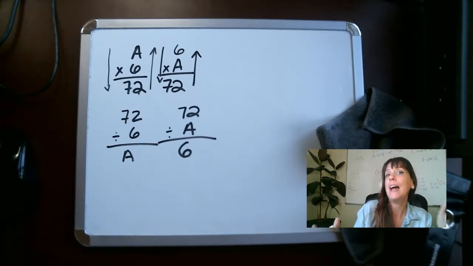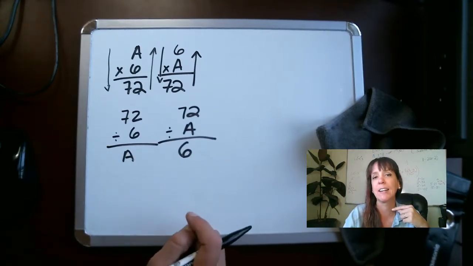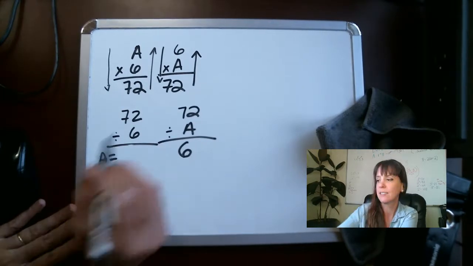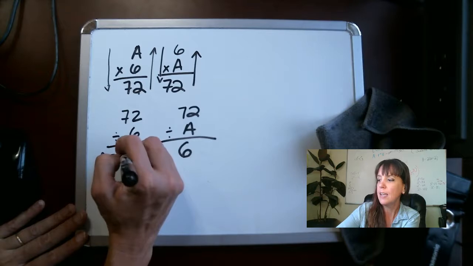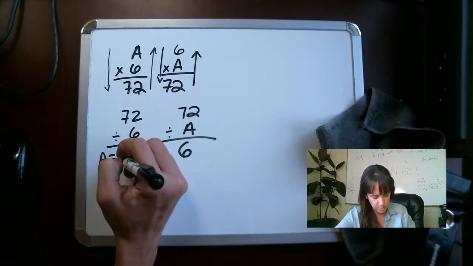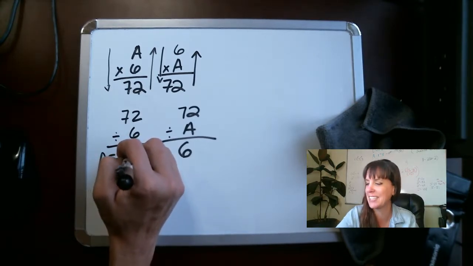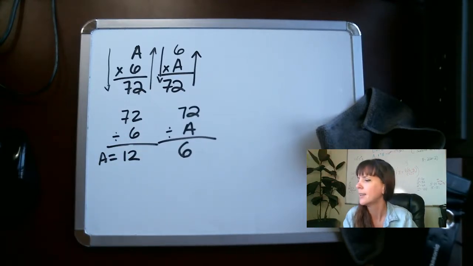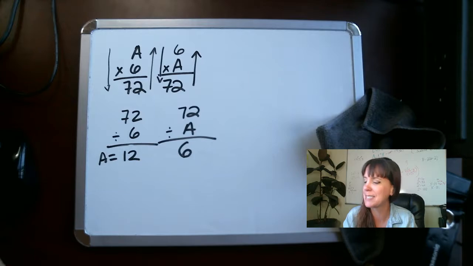And of these facts, the one that helps us the most is this guy right here. So I'm going to move that A over just a little bit. 72 divided by 6, you guys should know, is 12. I thought for a second there it was 9, but that's not the right answer. Sorry about that, guys. Yes, 72 divided by 6 is 12.